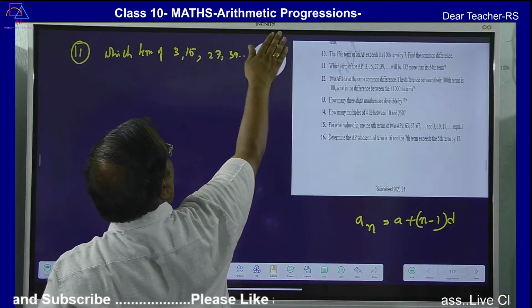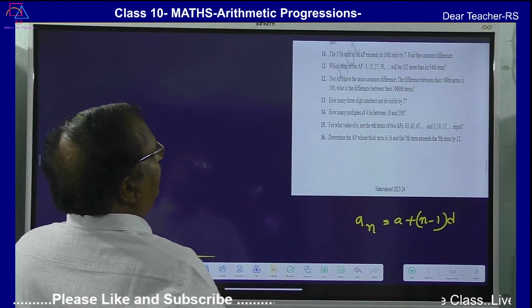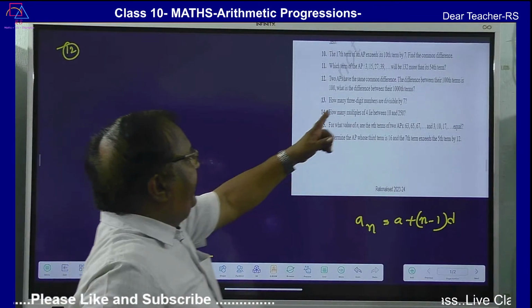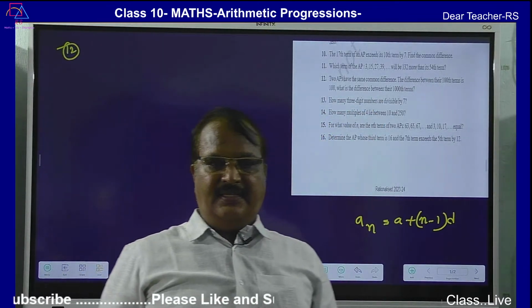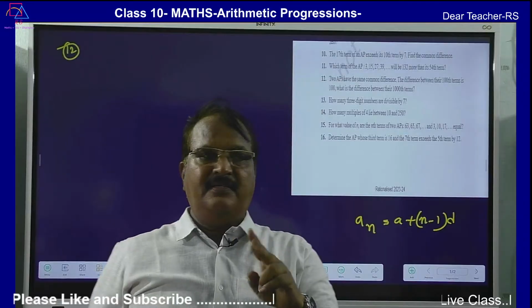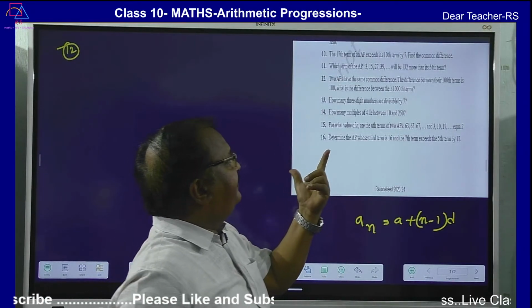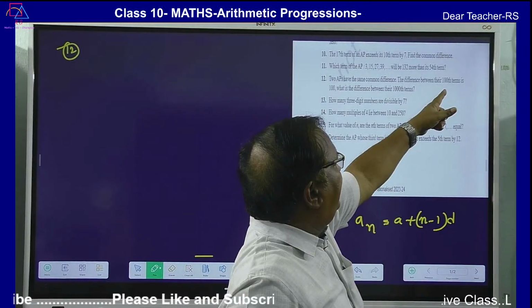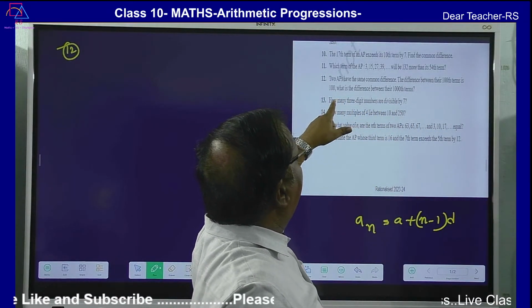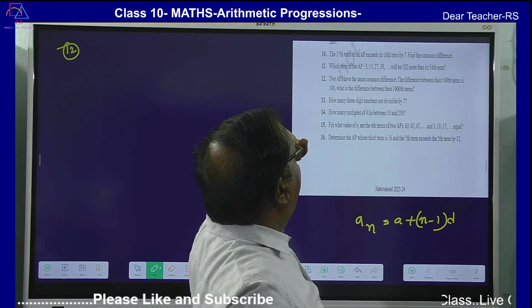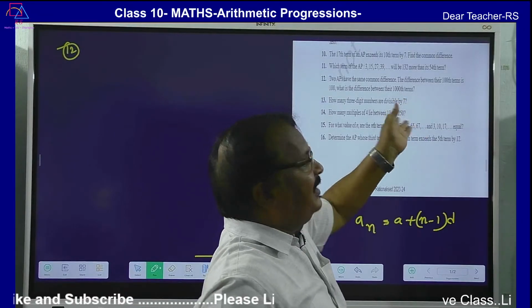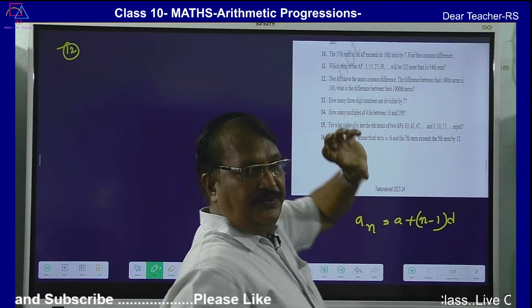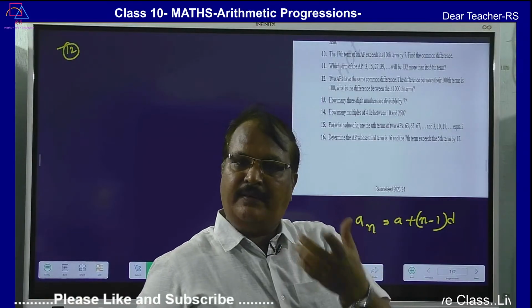12th question. Two APs have the same common difference. Here two APs are given. Two APs have the same common difference, and the difference between their 100th terms is 100. What is the difference between their 1000th terms? Very tricky question. If you read it 2, 3, 4 times, you will understand.